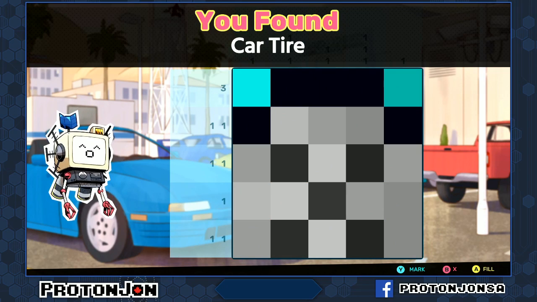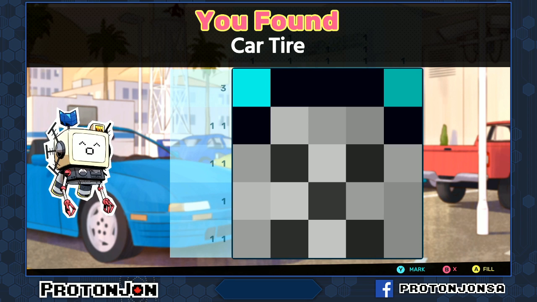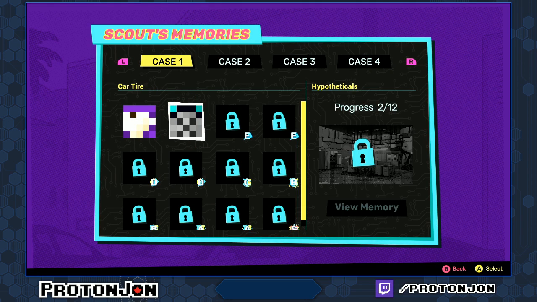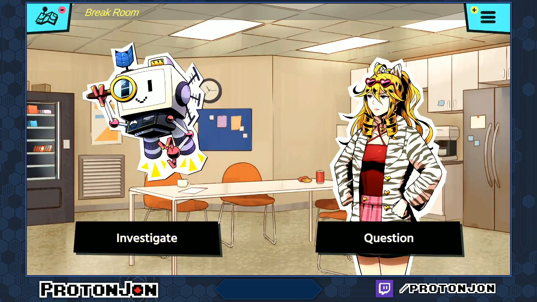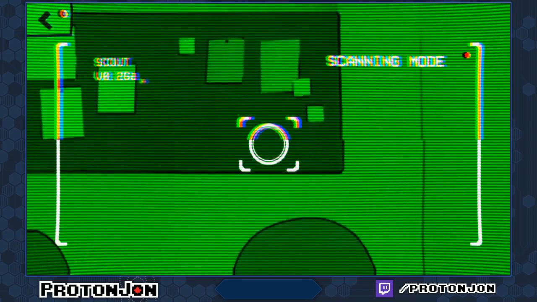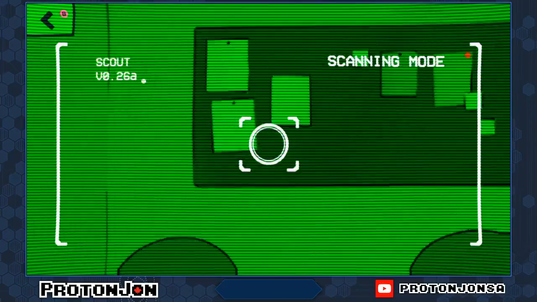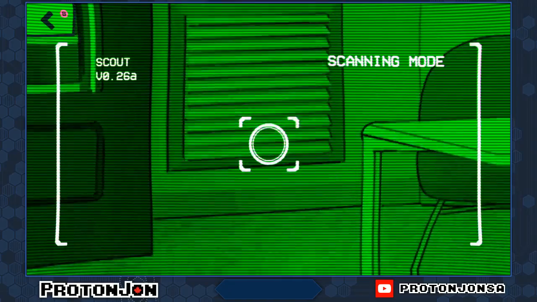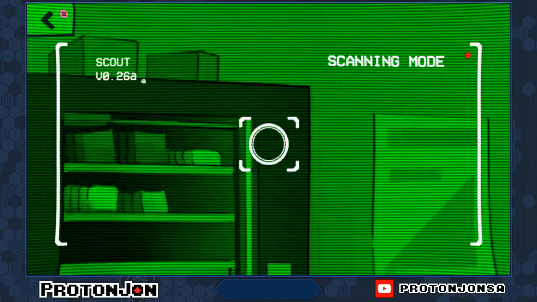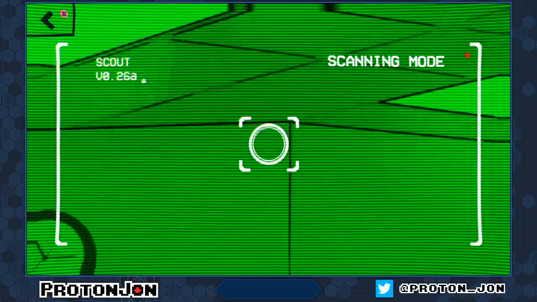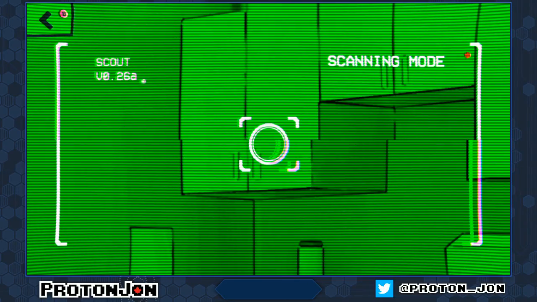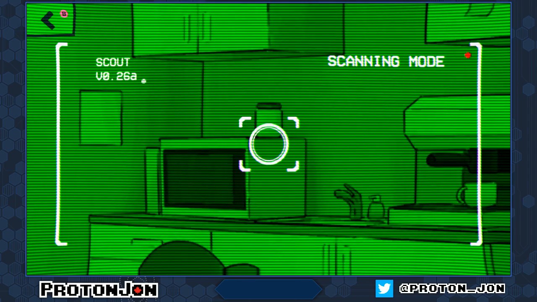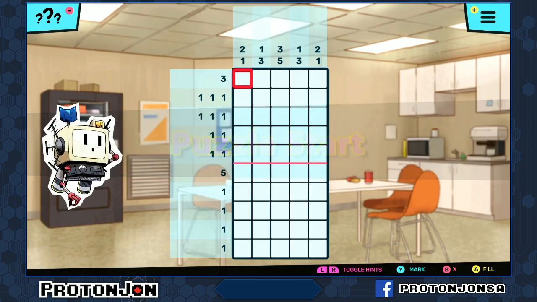What's that supposed to be? Car tire, sure. I believe you. Can't do the other ones yet. Let's see if there's anything else we can investigate. I'm gonna guess that's the only thing, though. Nope, looks like that is it. Oh wait, no, there's things. The microwave.